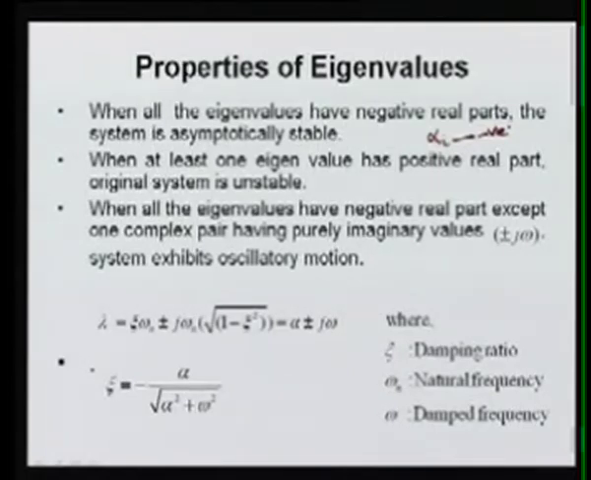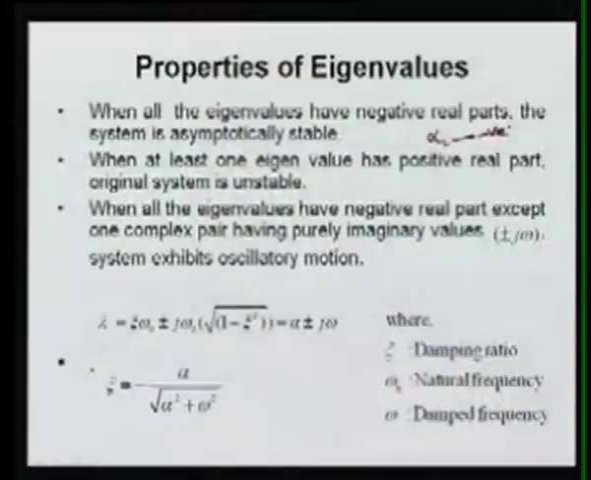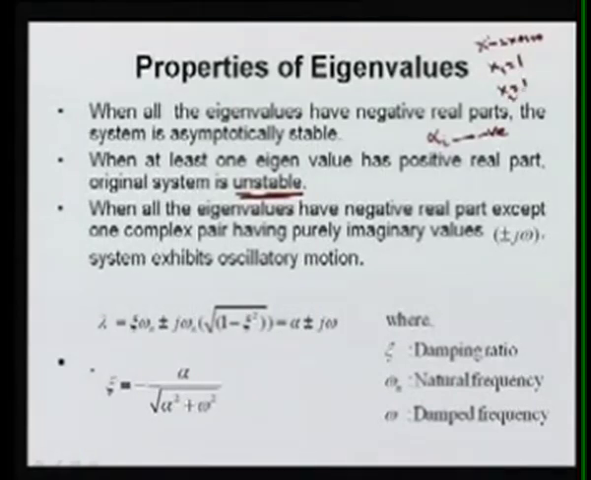When at least one eigenvalue, at least one, means out of n there may be the possibility of 1, 2, 3, 4, but at least one, if it is positive, then the system will be unstable without any doubt. For example, suppose a system has the characteristic equation x square minus 2x plus 1 is equal to 0. Here we get x1 is equal to 1 and x2 is equal to 1, means we have the eigenvalues 1 as well as 2, both are the same, and they are positive. So this system is unstable.